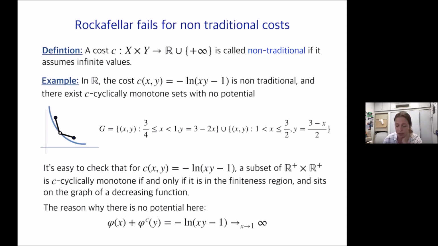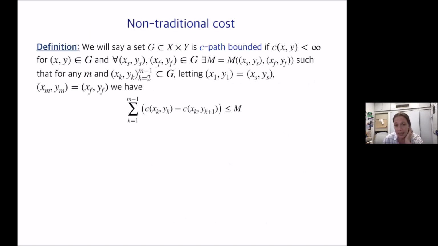So what do you do? What can you do? Well, what we did is we found a new property of a set, which we call c-path boundedness, which is equivalent to admitting a potential, to lying on the graph of a c-subgradient of some C-class function. So let me explain the definition of this property of a set being c-path bounded.